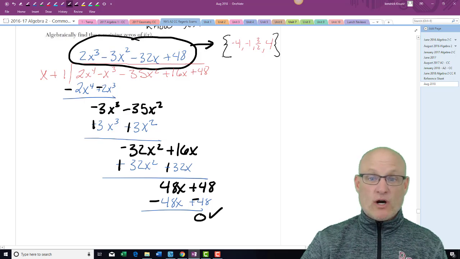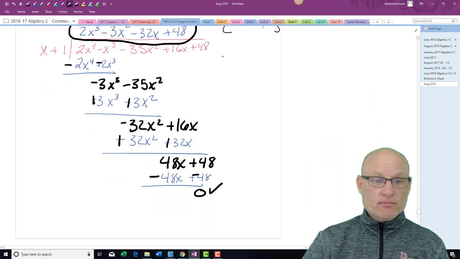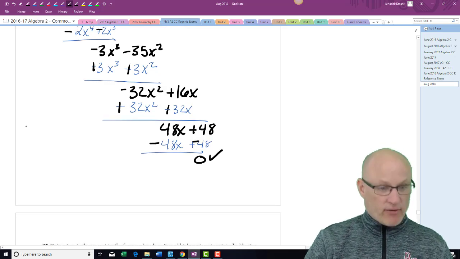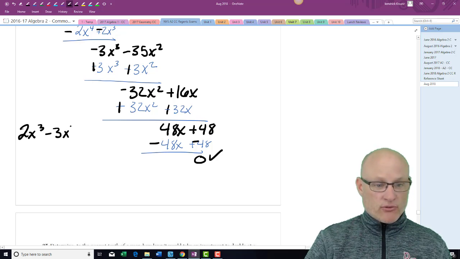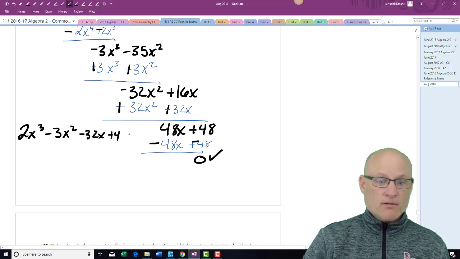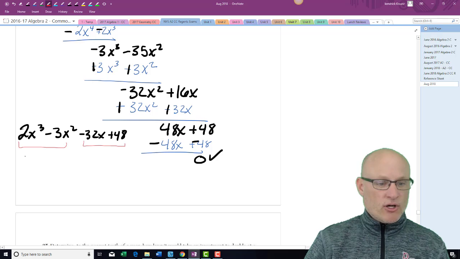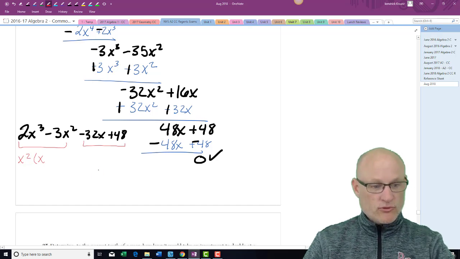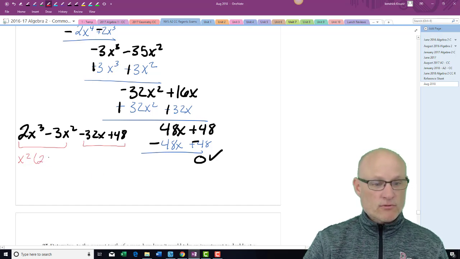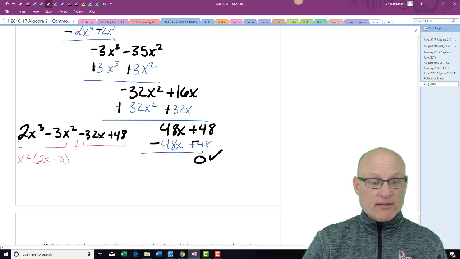Now, we already know -1 is a solution. So we have to factor this thing. Let me write it right here. 2x cubed minus 3x squared minus 32x plus 48. All right, so we're going to group these two, and we're going to group these two. I can take out an x squared, and I'm left with 2x minus 3. Copy over the sign, minus. I can take out a 16 out of these, and I'm left with 2x minus 3.